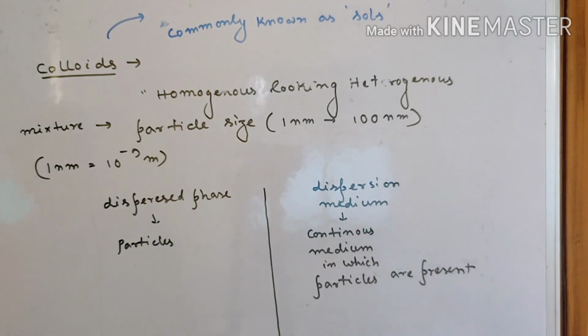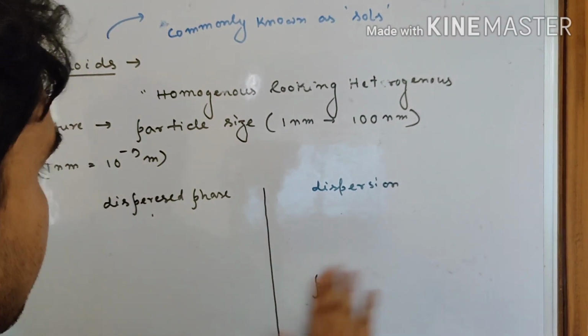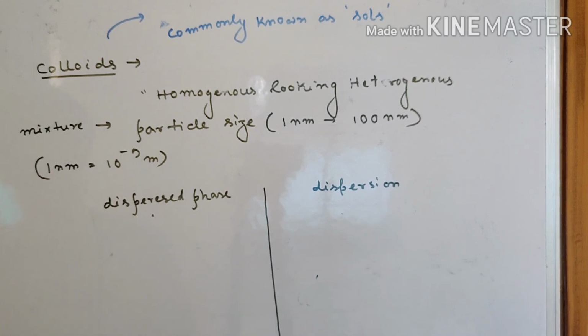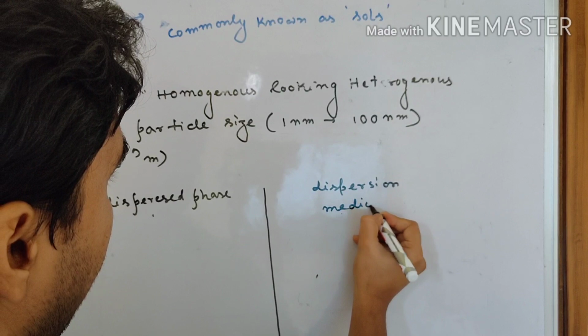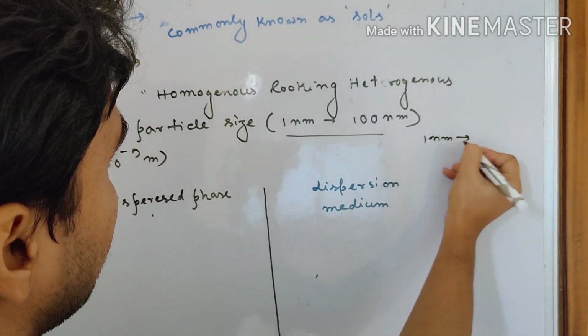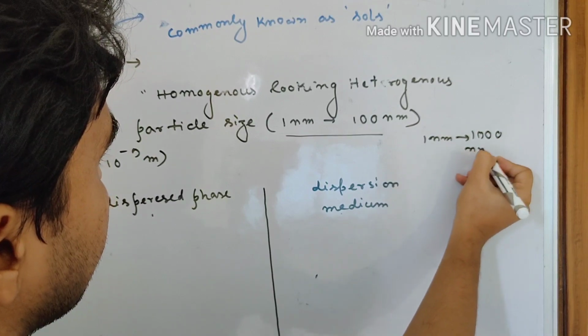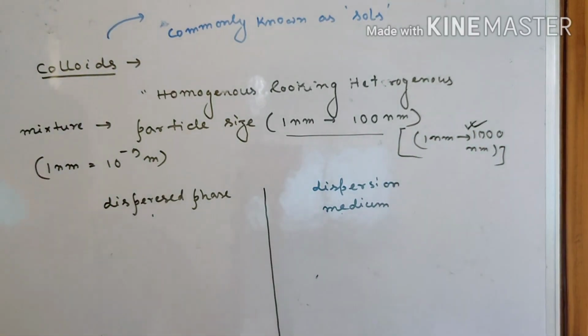Now, after writing this, if I write dispersion medium, in some of the books this is also written as 1 nanometer to 1000 nanometer. In higher level books you will see this. So both are correct. I mean, this is more correct.